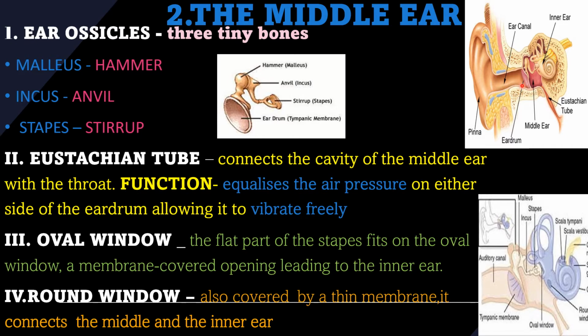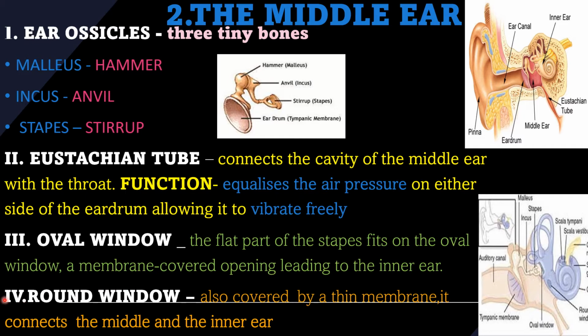The third part of the middle ear is the oval window. The flat part of the stapes, you can see here, the stapes fits on the oval window. A membrane covered opening leading to the inner ear, that is the oval window.